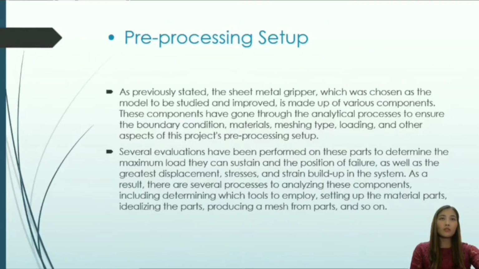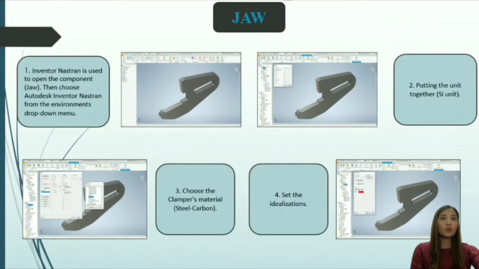carbon steel. So for the pre-processing setup, there would be a few steps. So we're doing it for the jaw, so it will have 8 steps. So the first one would be Inventor Nastran is used to open the component jaw, then choose the Autodesk Inventor Nastran from the environments drop down menu.